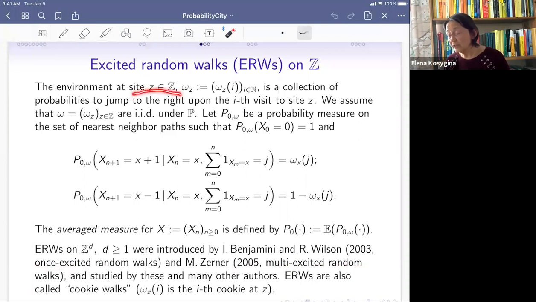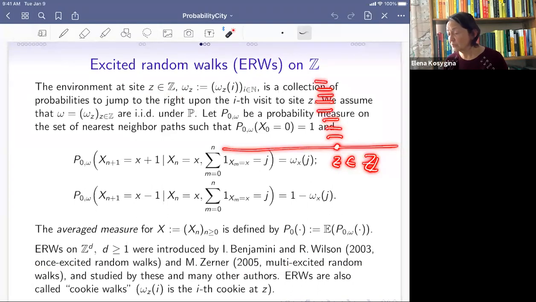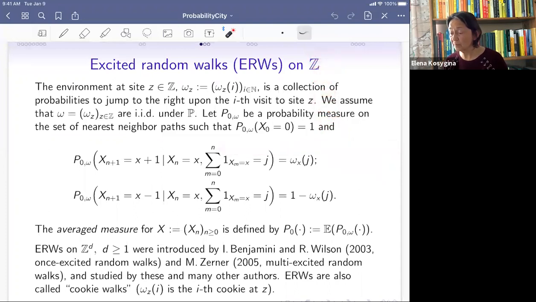So we are on Z, the integer lattice, and at each point we put a collection of what is sometimes called cookies, maybe an infinite collection of cookies. And each cookie encodes the probability to jump to the right upon, say, the first visit. You eat the first cookie from the bottom of the pile and determine the probability to jump to the right. When you return to this point again, you eat the second cookie, so cookies disappear, and jump to the right with this probability. If you return a third time, you jump to the right with this probability, and so on and so forth. So W sub z is a stack of cookies, presumably an infinite stack, at site z, and i indicates that this cookie is eaten upon the ith visit to a site.